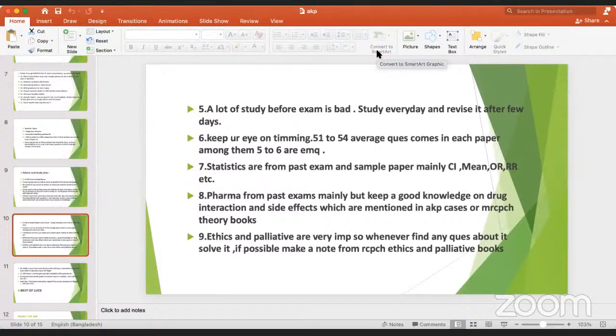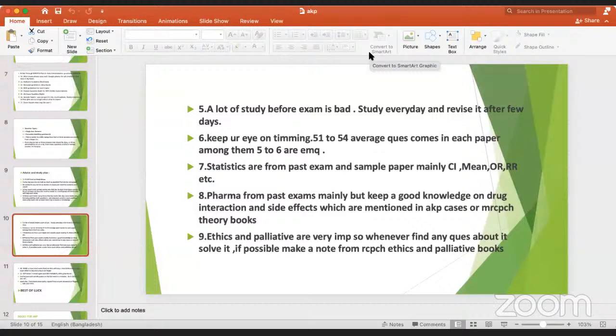Now, some people asked me whether statistics is important for AKP. Yes, of course, there will be at least 3 to 4 questions. I got 4 questions in the last exam. So you will get about 4 questions from statistics. It is an important part of the exam.